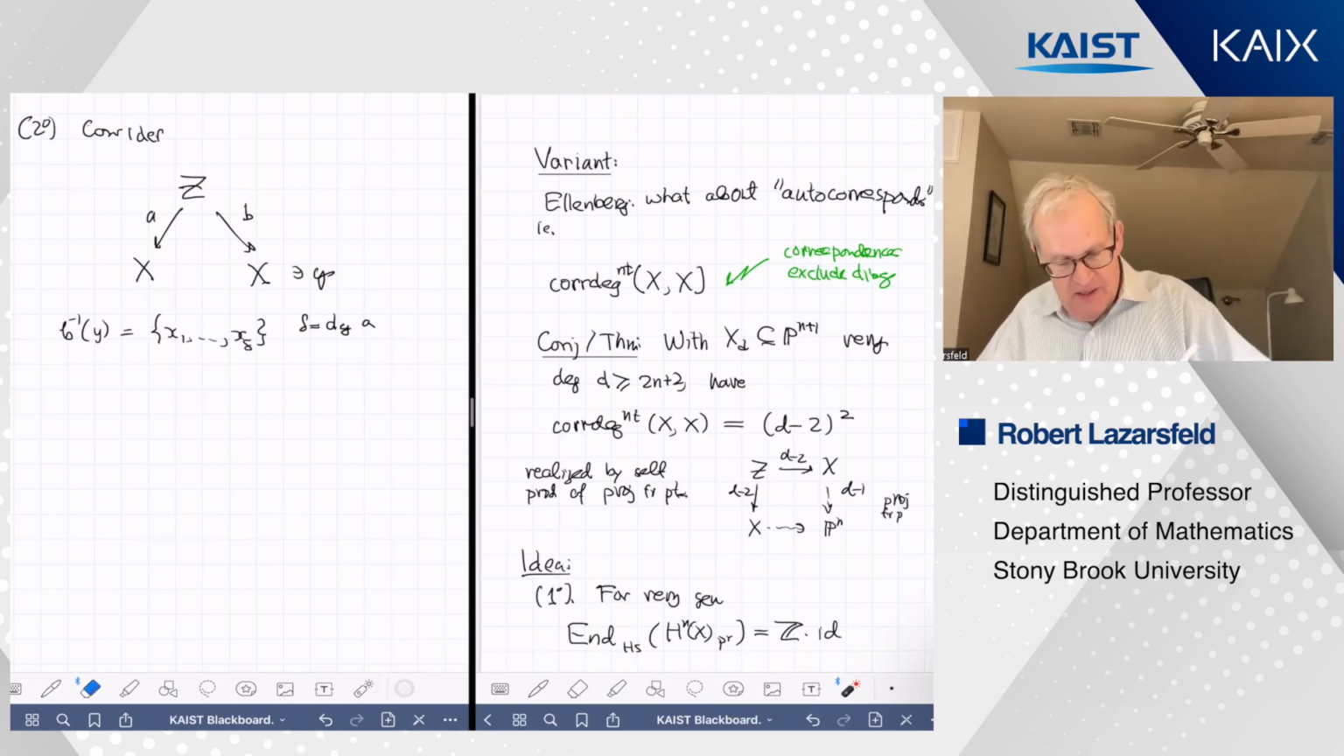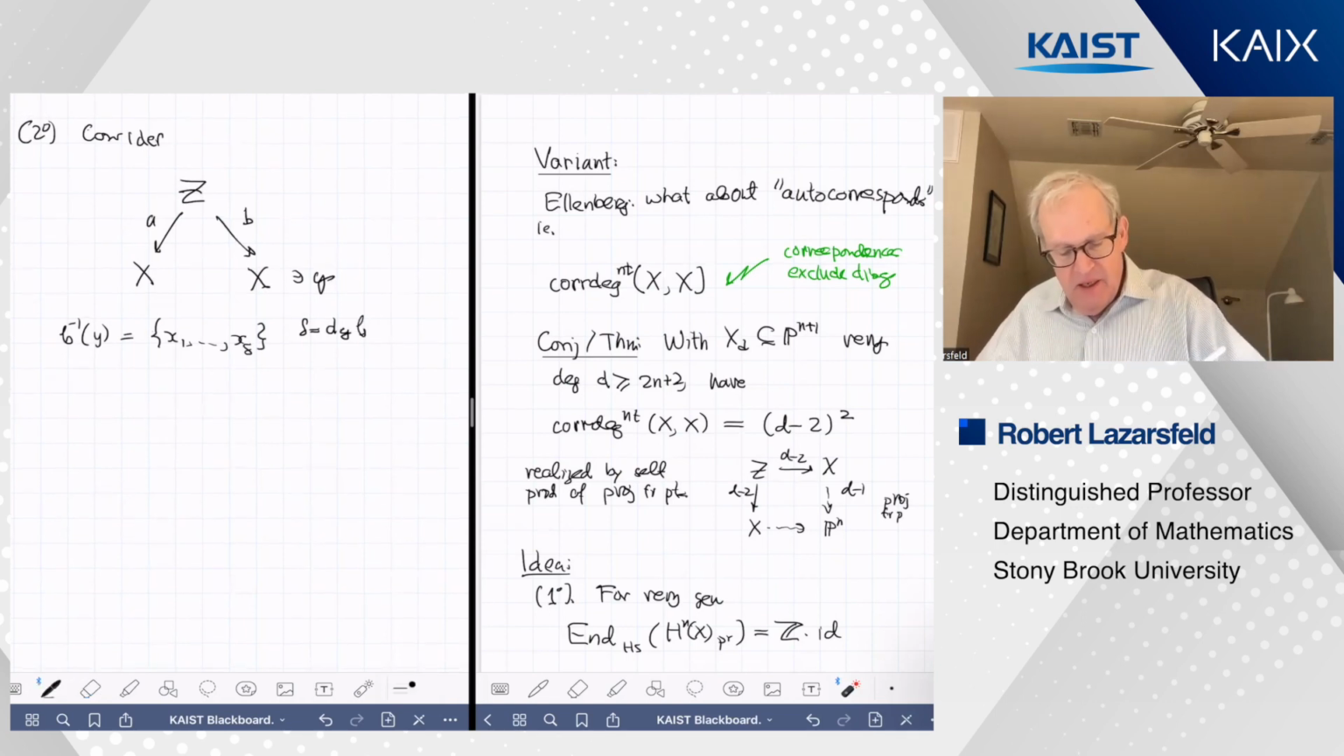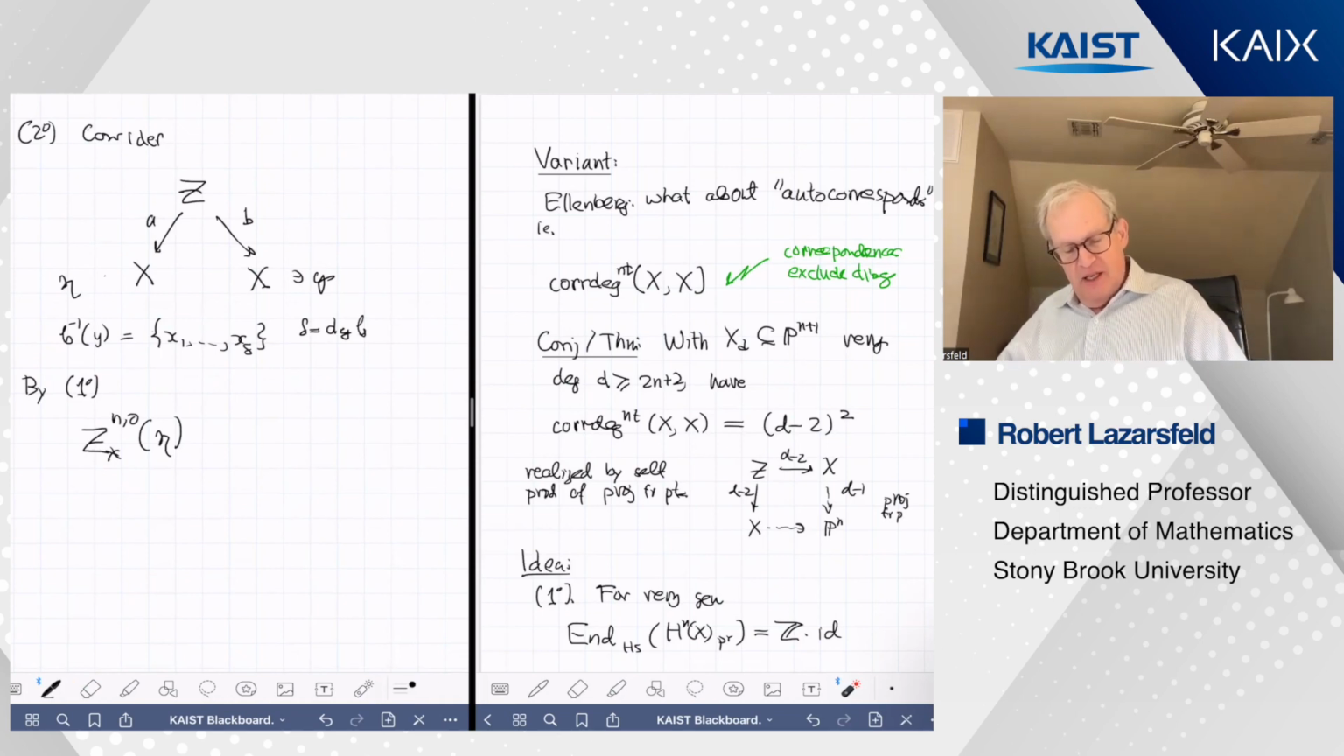No, I guess it's the degree of B. Okay, now the point is that by step 1, by arguing as before, let's look at a differential form here, and let's do the same thing we did before. So we take this differential form, we pull it up and we trace it down. So we take a form here, pull it up and trace it down.